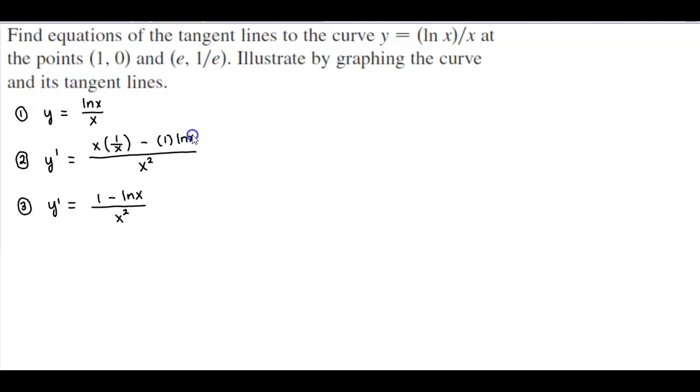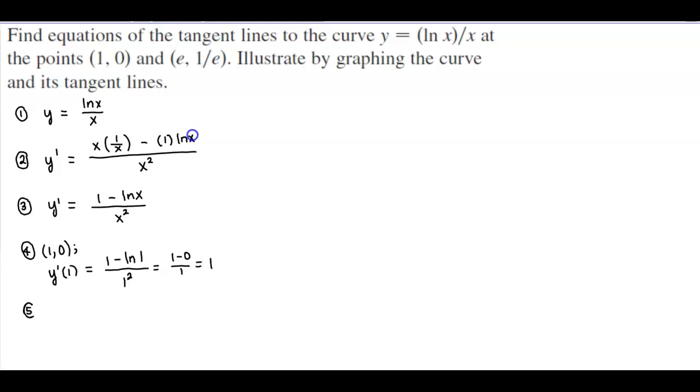So what we want to do is find the slope for the first point. We know the point is (1, 0), so we need to evaluate y prime when x is equal to 1 in the derivative function. We have 1 minus the natural log of 1 over 1 squared. The natural log of 1 we know is 0, so this is 1 minus 0 over 1, which gives us 1. So we know the slope for the point (1, 0) is 1.